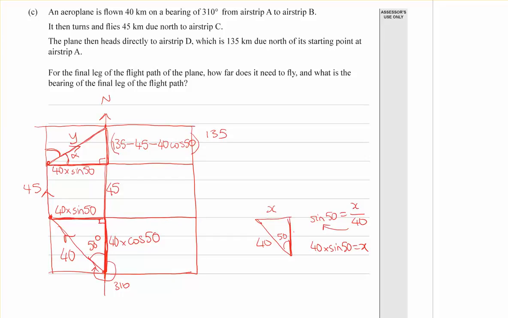So to work out y, we could use some Pythagoras' theorem. I want this number here squared plus this big long number here squared, all squared rooted, would find y. So y is going to be the square root of, we want 40 times sine 50 squared, plus 135 minus 45, which is 90 actually, so if we get rid of that straight away, we've got 90 minus 40 cos 50.